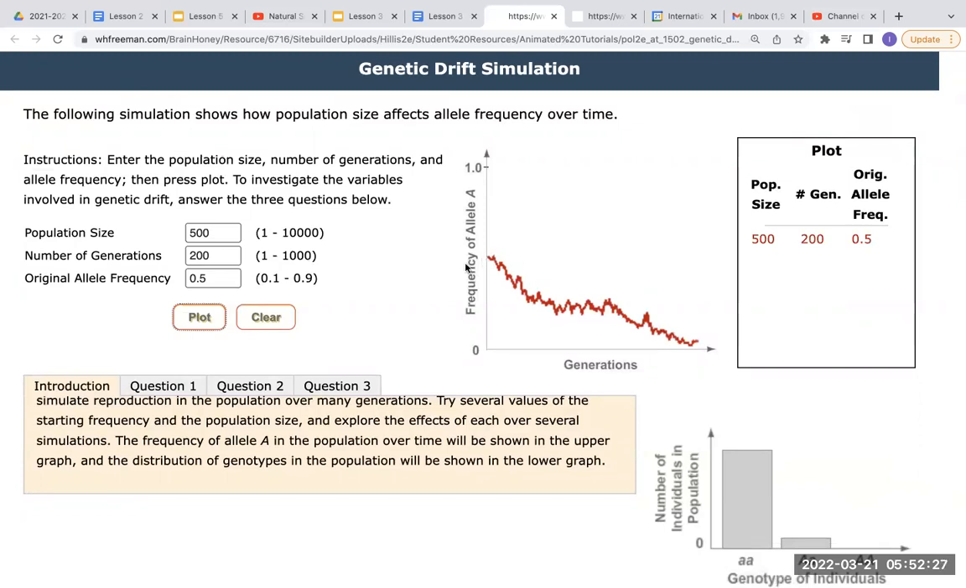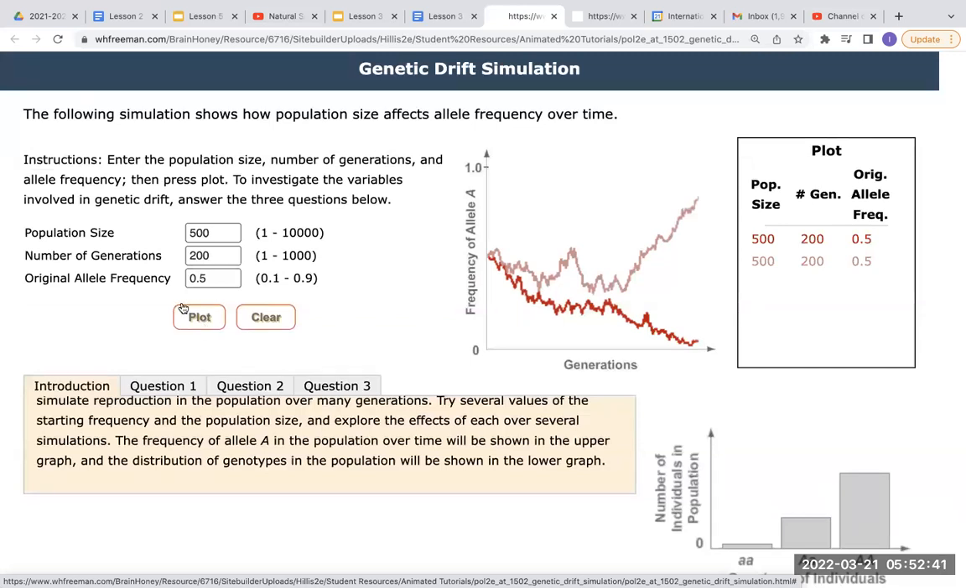Now, this is by random chance that the big A allele somehow decreased over time. So this is generation, and this is the frequency of the big A allele plotted on the y-axis. I can plot it one more time. I ran exactly the same experiment with exactly the same values, 500, 200, and 0.5. And I got a completely different result.